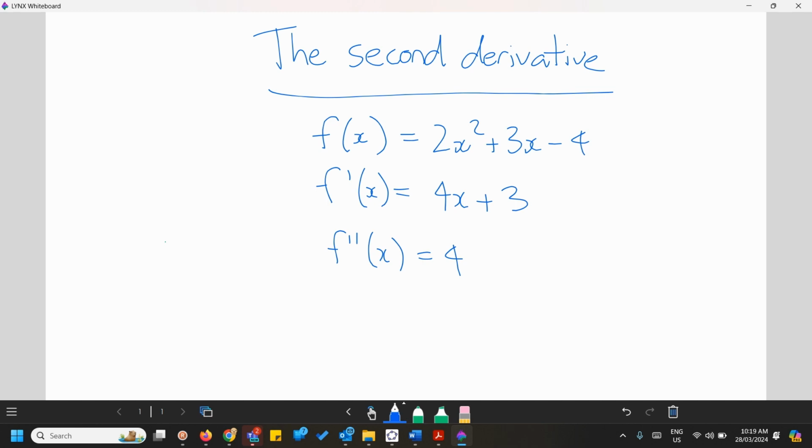For example, this is a pretty obvious one. If I said f of x equals e to the x, what's the derivative of e to the x? E to the x. So the first derivative would be e to the x. What's the second derivative going to be? E to the x. And literally you could do that infinitely. You could go forever.